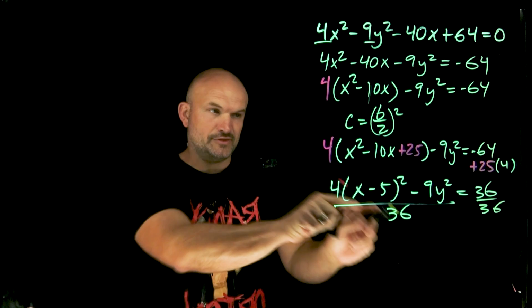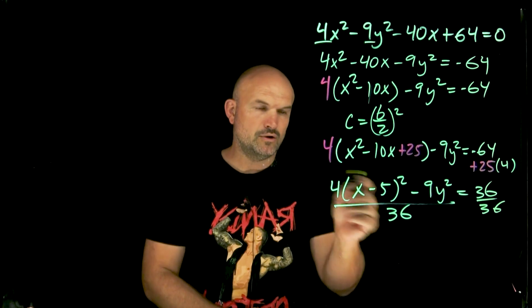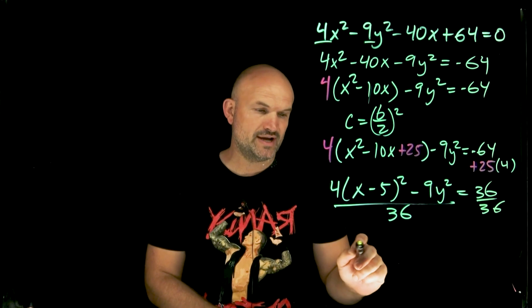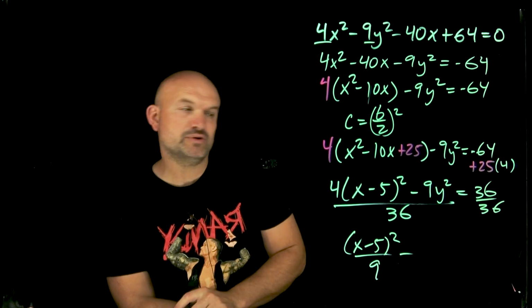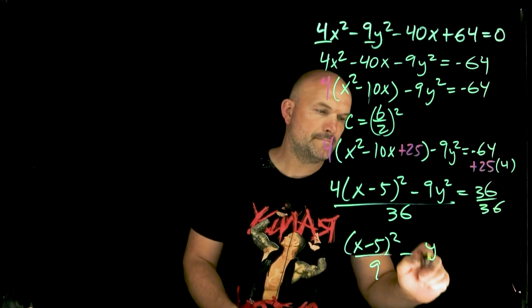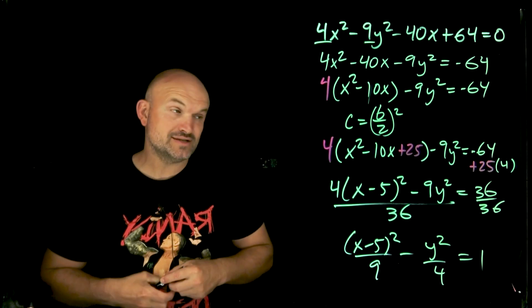Now, over here, dividing that 36 into both these terms, 4 over 36 can be reduced to 1 over 9, or you could just say it as x minus 5 squared over 9. And then 9 over 36 can be reduced to 1 over 4. Voila. All right, now we have it in what we call our standard form.